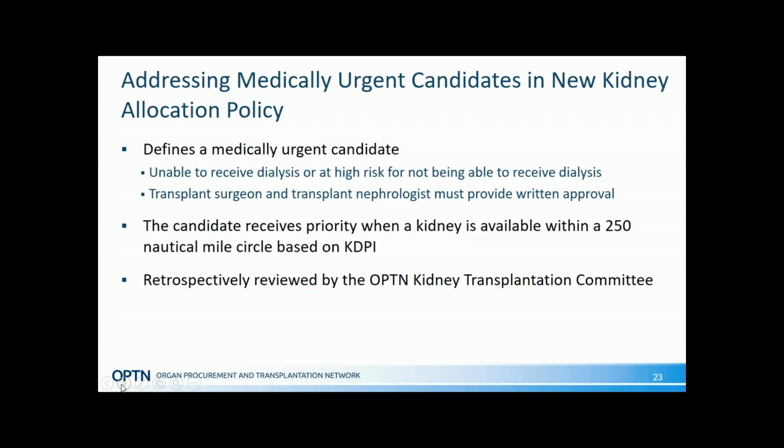This would include a written approval provided by the transplant surgeon and transplant nephrologist. Then the candidate receives priority when a kidney is available within a 250 nautical mile circle, and that the priority varies based on KDPI. This classification is retrospectively reviewed by the OPTN Kidney Transplantation Committee.